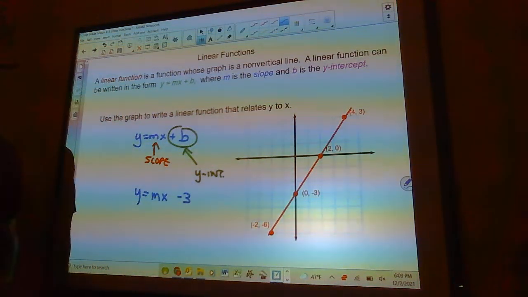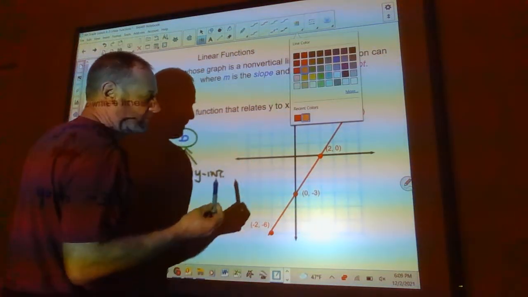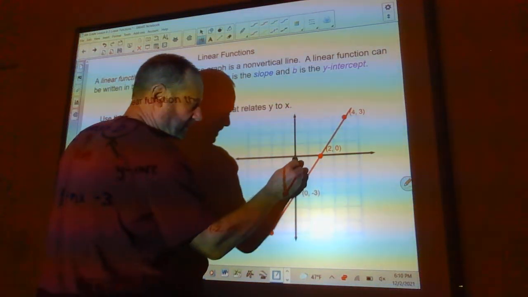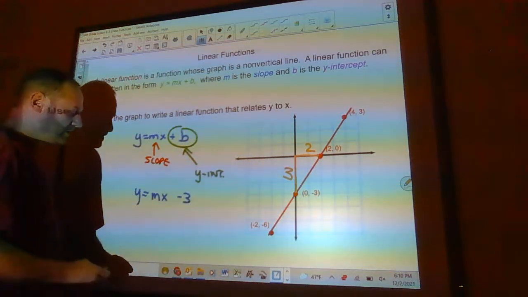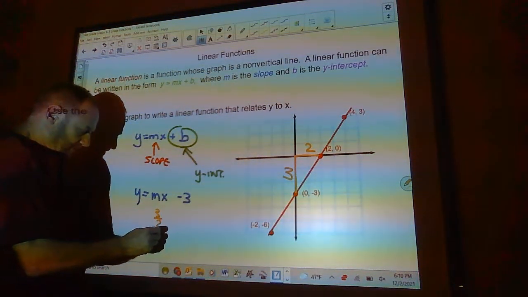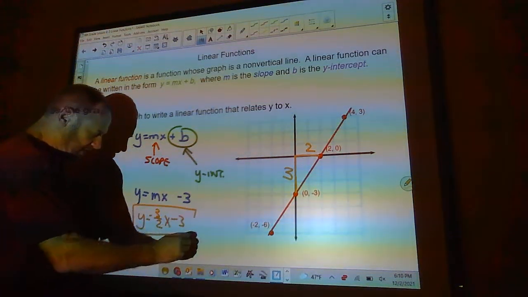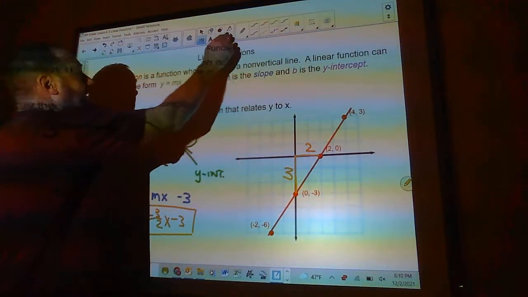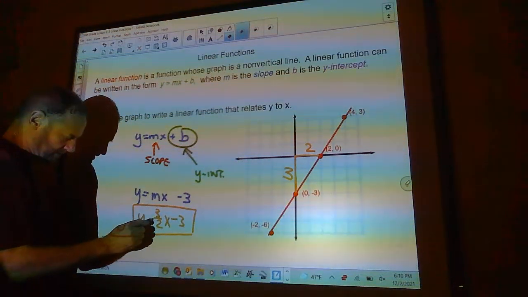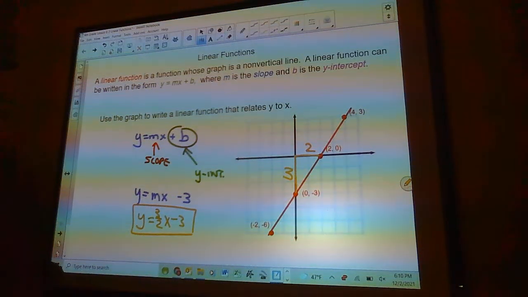Okay, now we just got to figure out the slope. Well, on this graph, we can figure out the slope pretty easily by just picking 2 points and saying, okay, I can make a slope triangle here. I'm going to rise 3 and I'm going to run 2. So my slope is going to be 3/2. And there's my equation, y equals 3/2 x minus 3. Don't like the way that looks, so let's rewrite it. Okay, so that would definitely be one way that we could do it if we had those points on there.